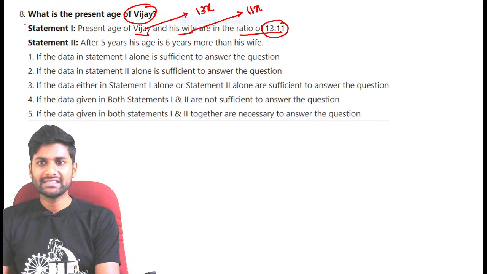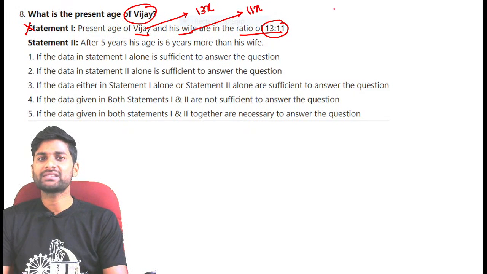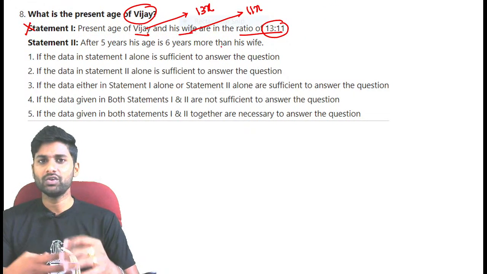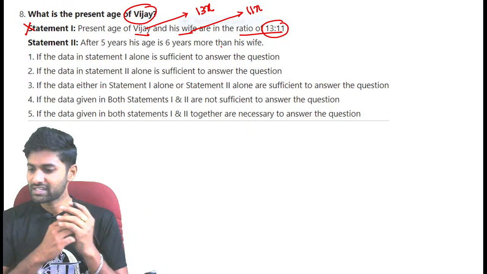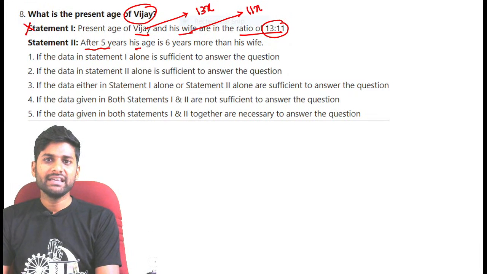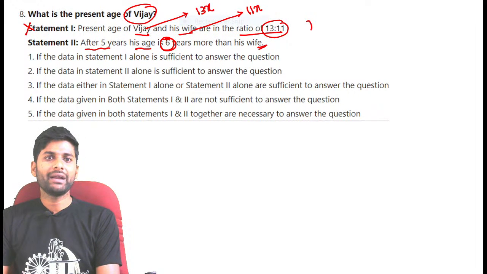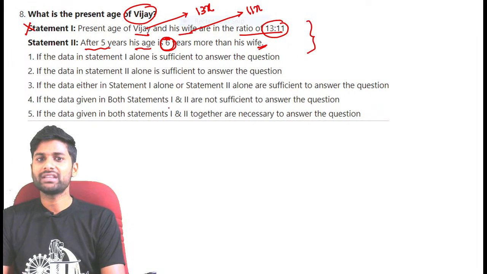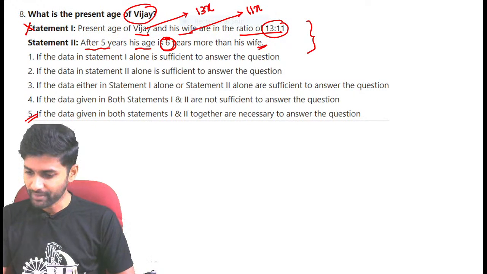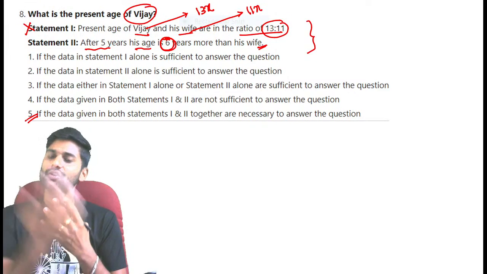So, by taking statement 1 alone, we never get Vijay's age. Why? Because they are represented in terms of ratios. But if you want a value, definitely we require another comparison in terms of values. Second one. After 5 years, his age is 6 years more than his wife. Definitely, now here we can get the comparison in terms of value. By taking these two statements together, we get the answer, guys. So definitely you can choose your answer as 5. We want one value, guys. For the entire question, if you have any value, definitely you can get the unknown variable.